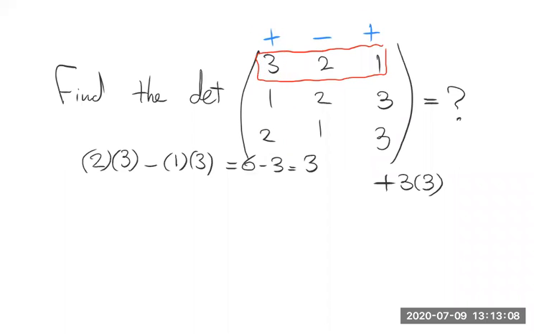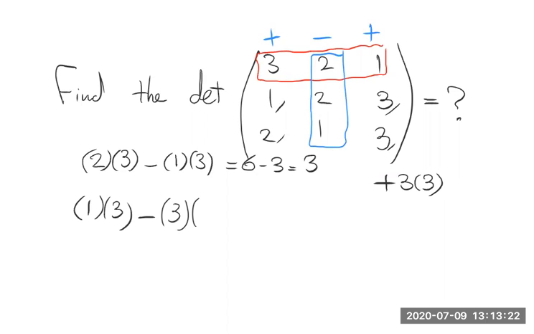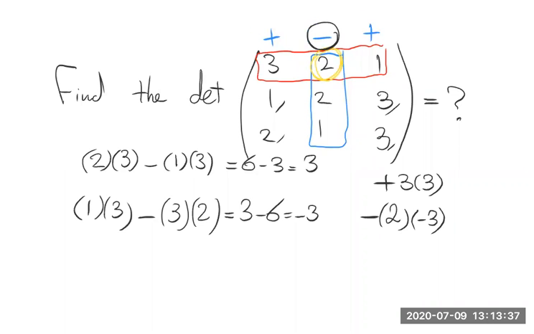Now I would look at the second column. The remaining part is 1, 3, 2, 3. The determinant would be 1 times 3, these two numbers, minus 3 times 2, which is 3 minus 6, it's minus 3. I would multiply minus 3 by the number in the intersection, which is 2, with the negative sign, because there's a negative sign above it. Okay.